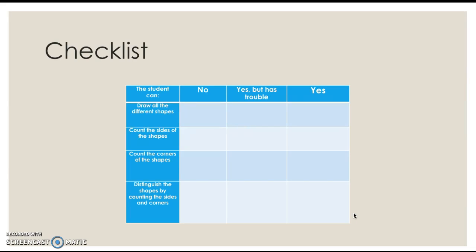Okay, checklist. So on my checklist, I'll have the students can draw all the different shapes, count the sides of the shapes, count the corners of the shapes, and distinguish the shapes by counting the sides and the corners. It'll either be no, they cannot, yes, they can, but they have trouble, or yes, they can fully do that on their own.